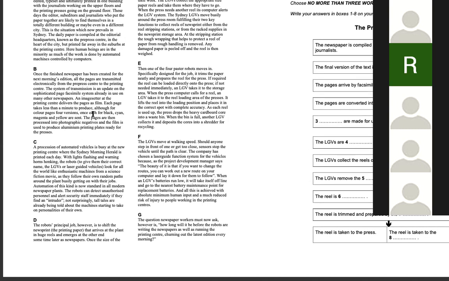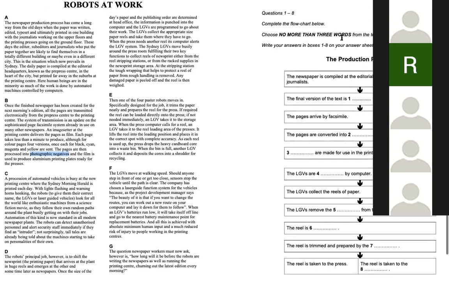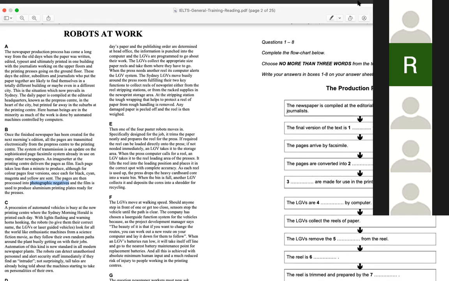Each page, the pages are then processed. They're processed into what? Photographic negatives. So we found pages, then converted is processed. That's the synonym. Into what? Into photographic negatives. So you scanned for the information and you found it. Guys, are you able to understand me? How to answer table completion? I'm sorry, flowchart completion. Yes, no, maybe, not given?